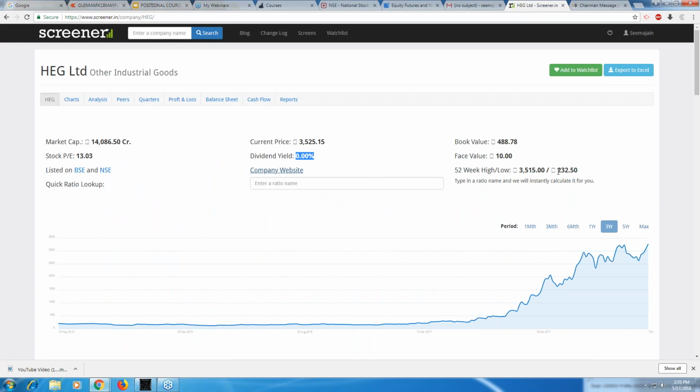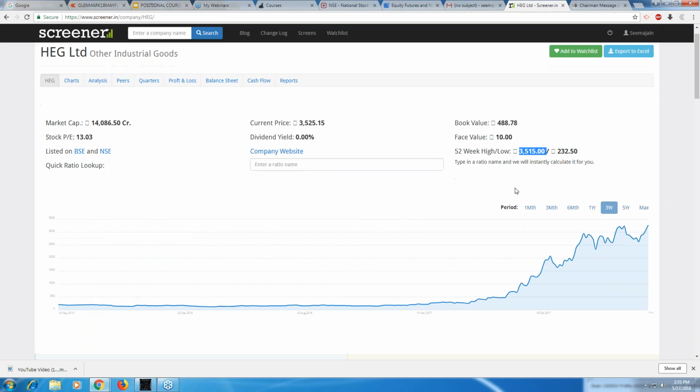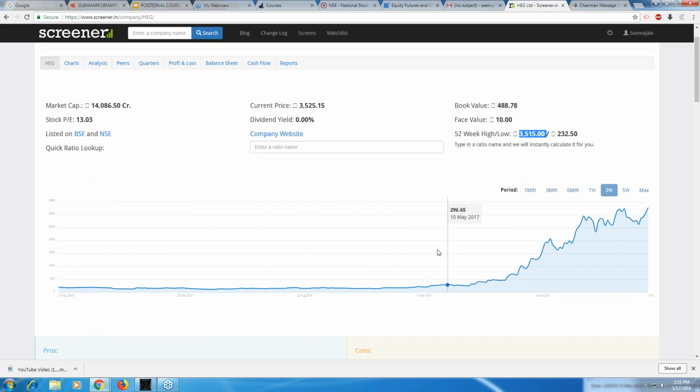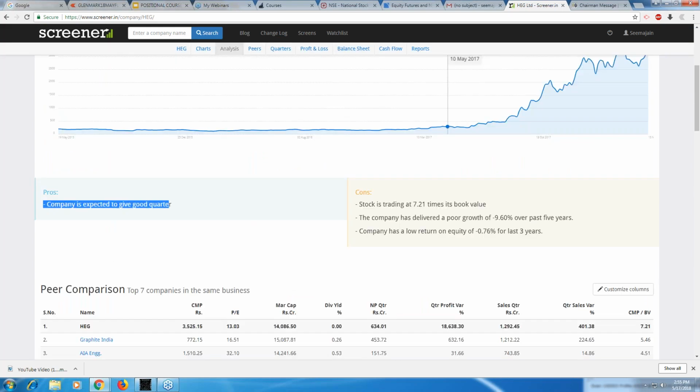You can see the 52-week low. In 1 year, the stock has moved more than 10%, almost 12, 13%. See the huge momentum that it had. What are the pros of the company? It's expected to give a good quarter. The stock is trading at 7.21 times its book value. The company has delivered poor growth and has low return on equity. So these are the negatives.